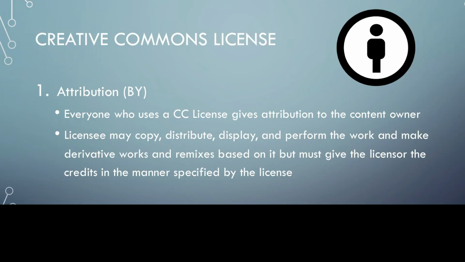The first license we'll discuss is the Attribution license, usually represented by the letters BY or this symbol. This license allows you to copy, distribute, display, and perform the work, and make derivative works and remixes based on the original work, but you must give the licensor the credits in the manner specified by the license.